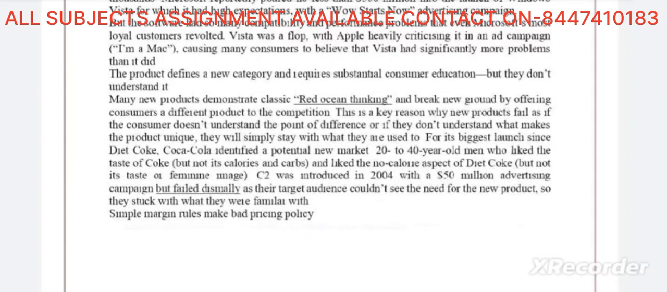For its biggest launch since Diet Coke, Coca-Cola identified a potential new market, 20 to 40-year-old men who liked the taste of Coke but not its calories, and liked the no calorie aspect of Diet Coke but not its taste or feminine image. C2 was introduced in 2004 with a 50 million dollar advertising campaign but failed dismally as their target audience could not see the need for the new product. So they stuck with what they were familiar with.